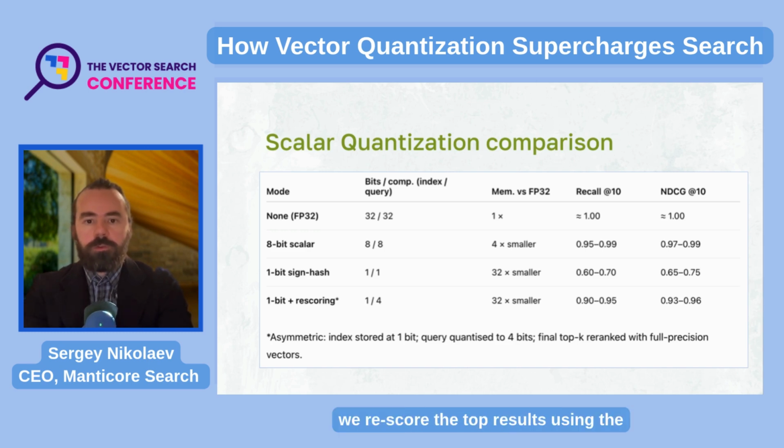Finally, we rescore the top results using the original full precision vectors. That last step fills in any gaps, bringing the recall up to around 0.9, and NDCG, how well we rank the results, up to about 0.95. So 1-bit scalar quantization turns distance into just 2 fast instructions, keeps the index tiny enough to live entirely in cache, and still delivers a short list that's nearly as good as full precision.